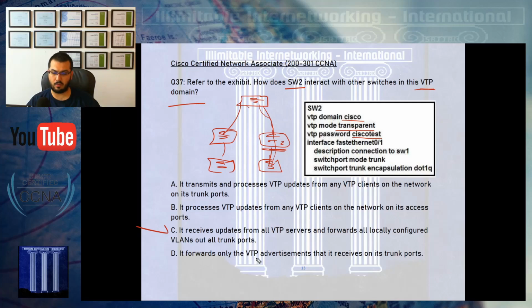So it forwards only the VTP advertisements. That's sent on the trunk. Of course, it will be a trunk. It's only about changing the VLAN table. So I will go with C.